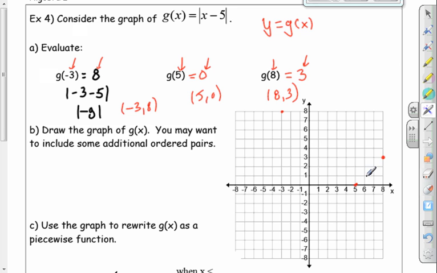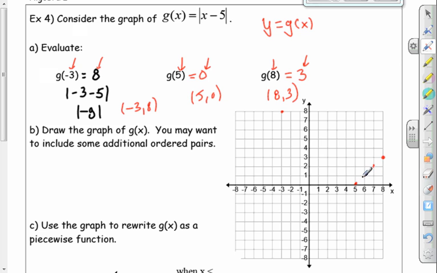So let's try filling in some of the gaps in our graph. Let's start with x is equal to 6. We would have 6 minus 5, which is 1. The absolute value of 1 would be 1. I'm just going to replot that point, so 6, 1. We do 7. 7 minus 5 is 2. The absolute value of 2 would be 2. So it looks like we have the increasing part of the function down here.